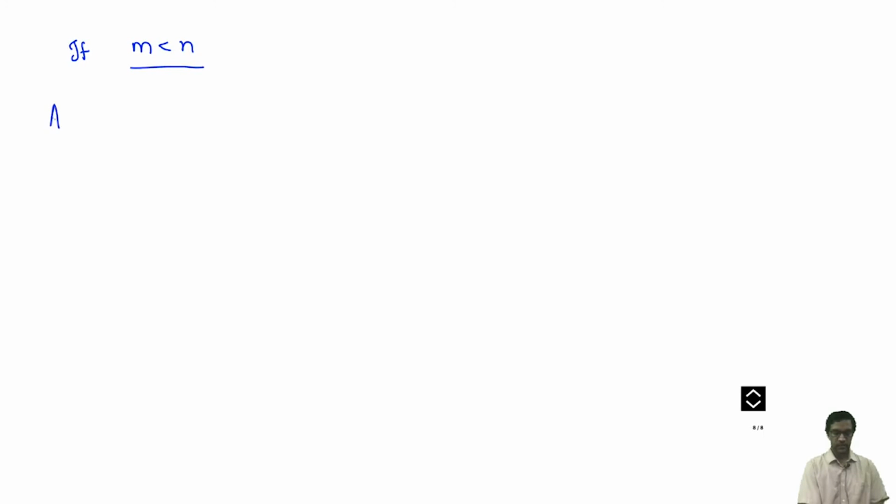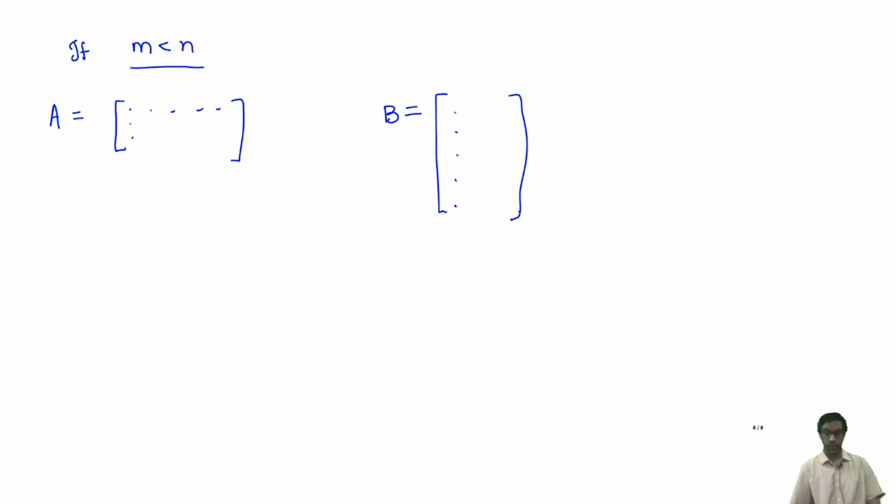So what does A look like? Therefore A looks like this. A is m cross n, so it's got some m rows but lots more columns. It's a rectangle of this kind. B is the opposite. It's got lots more rows and fewer columns. So this is m cross n, this was n cross m.